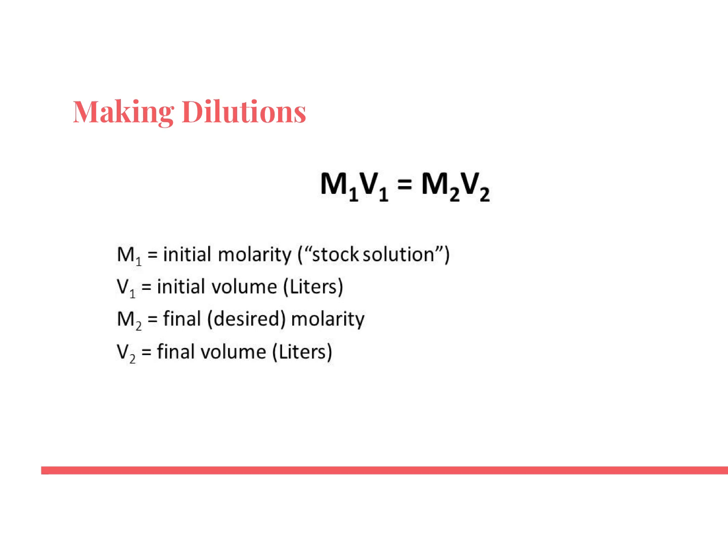If you think of the back closet where I store all the chemicals, I don't have 20 different concentrations of acid. I just get one stock solution and then dilute it to what we need. So if you see stock solution, that's your initial molarity. V1 is your initial volume. M2 is your final or desired molarity, and V2 is your final volume.